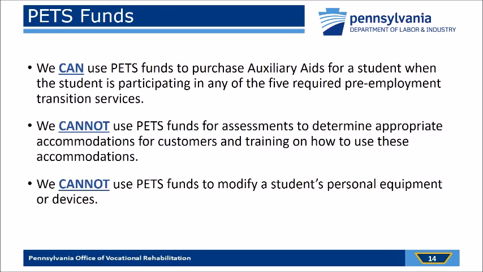So when can we use PETS funds? We can use PETS funds to purchase auxiliary aids for a student when that student is participating in any of the 5 required pre-employment transition services. We cannot use PETS funds for assessments to determine appropriate accommodations for customers and training on how to use these accommodations. And we cannot use PETS funds to modify a student's personal equipment or device. Those last 2 bullet points is where we cross the line into assistive technology, individual to the customer or to the student. So we cannot use PETS funds for that.